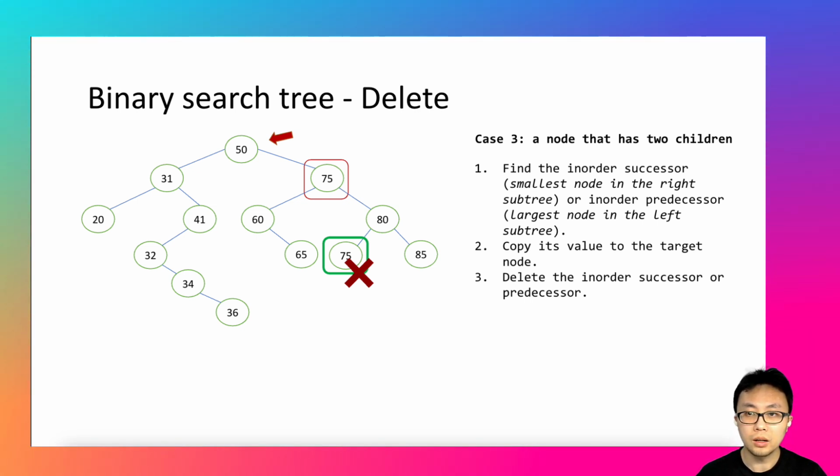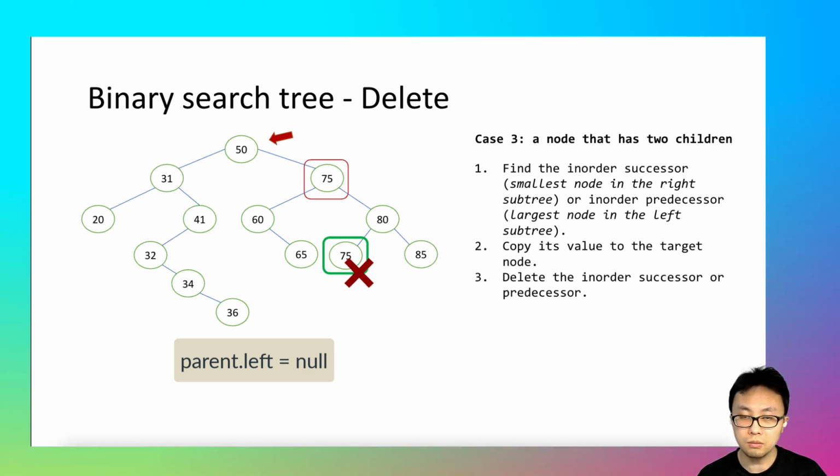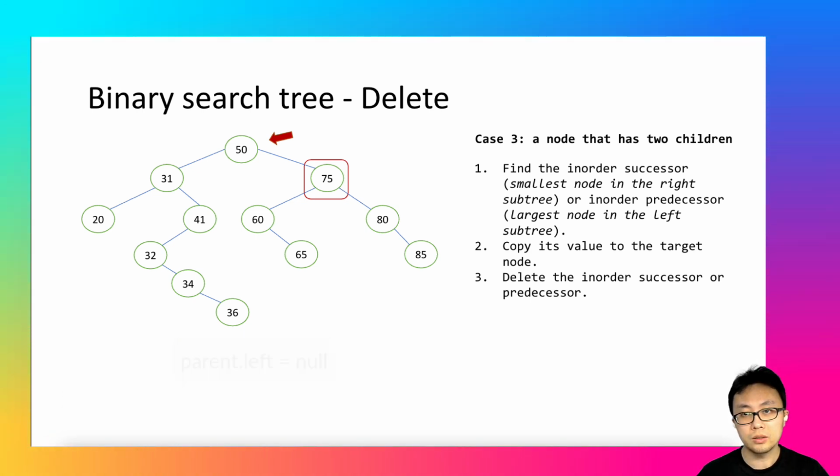In other words, all you need to do is set the reference of the parent node of node 75 to null. So we will set the dot left of node 80 to null, like this. That's one example of how case 3 works. To make sure we are on the same page, let's try another example.